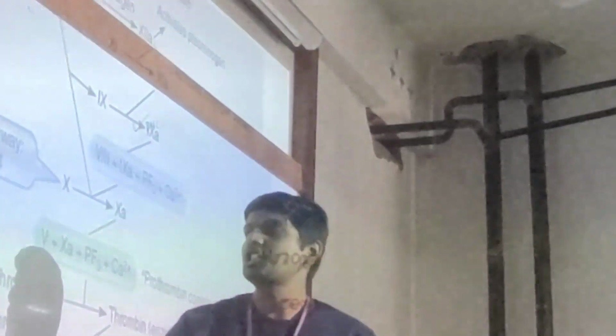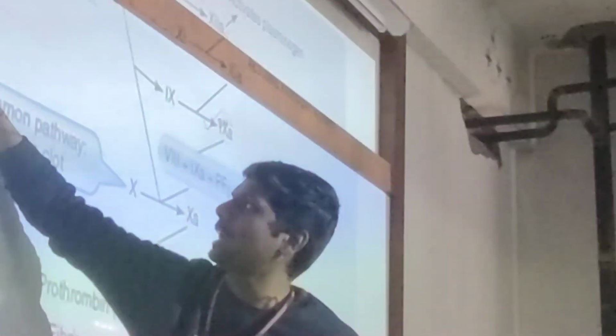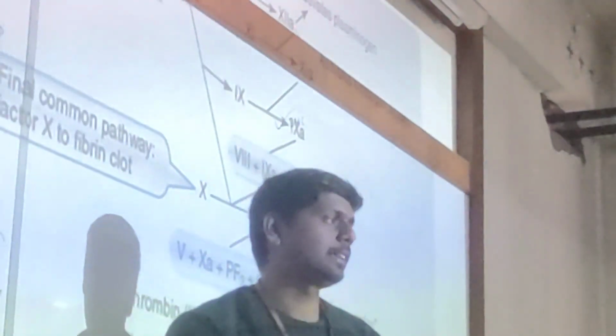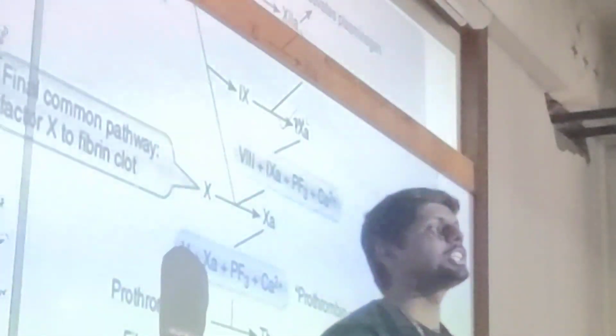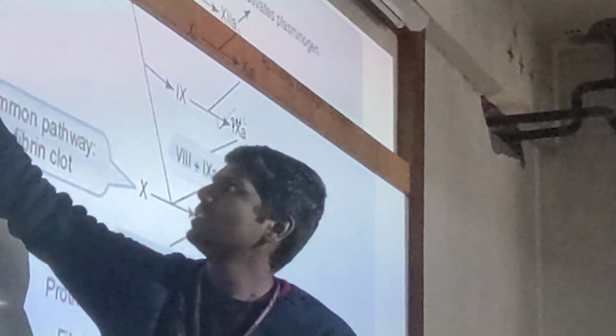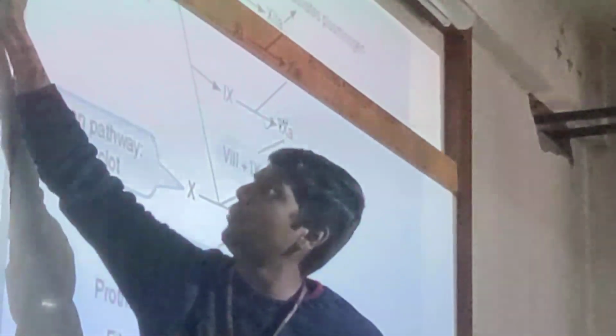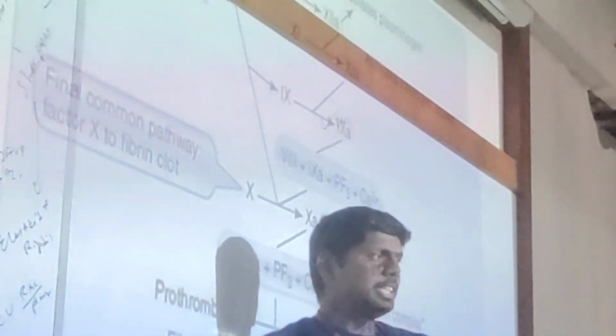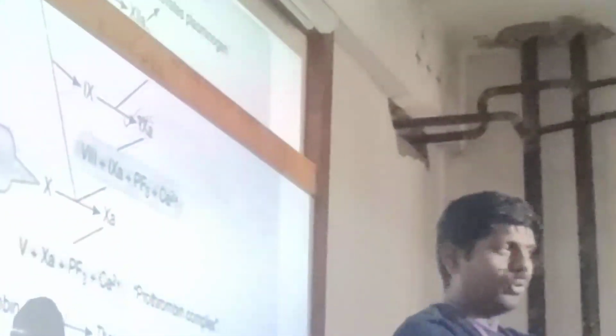Then last and final, the flow of the blood. This is called shear stress. What is the meaning of shear stress? Shear stress means the pressure exerted on fluids that are in movement. In the blood vessel, the fluids are moving, right? And that moving fluid will exert a pressure. That pressure is called shear pressure.